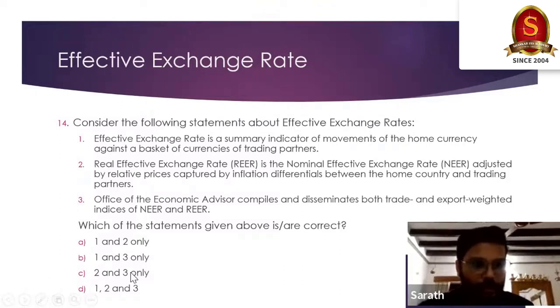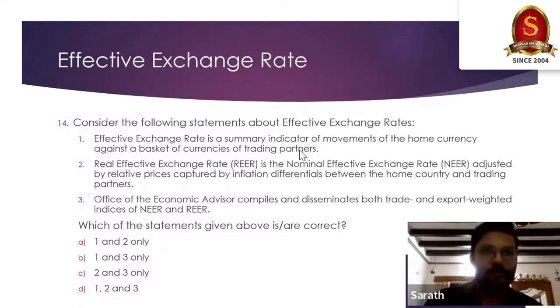Okay, so let's take a look at what's given. Consider the following statements about effective exchange rate. Effective exchange rate is a summary indicator of movements of the home currency against a basket of currencies of trading partners. RIR is the NEER adjusted by relative prices captured by inflation differentials between home country and trading partners. OEA, Office of the Economic Advisor, compiles and disseminates both the trade and export weighted indices of NEER and RIR. Okay, so a lot of answers. A is the dominant answer. Okay, fair enough. C is also given as an answer.